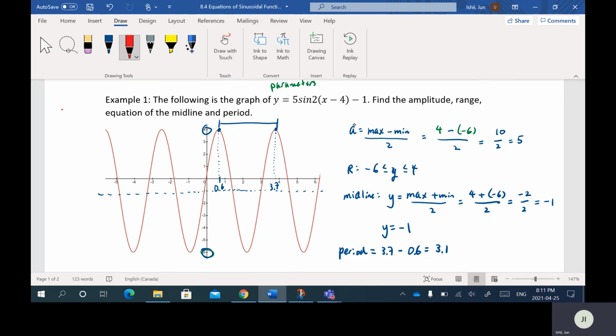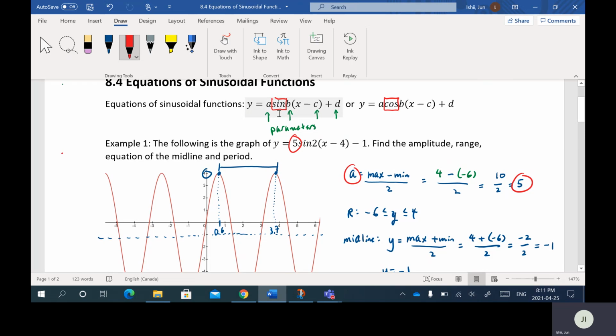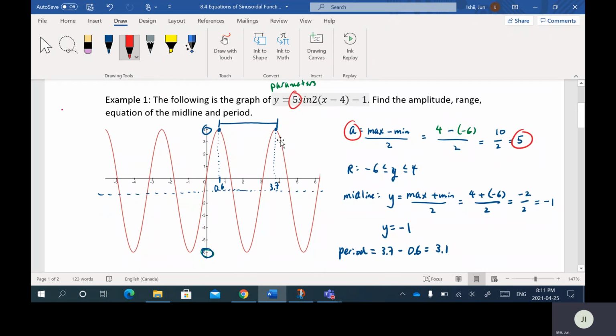All right, so the first one here is the amplitude. We have an amplitude of 5. And you'll notice that in front here is the number 5. It's not a coincidence that we call it A, and then here it's A, right? A, 5, 5, so amplitude is 5. So basically, the first number, the number out in front, is always the amplitude. Okay, so this is your amplitude.